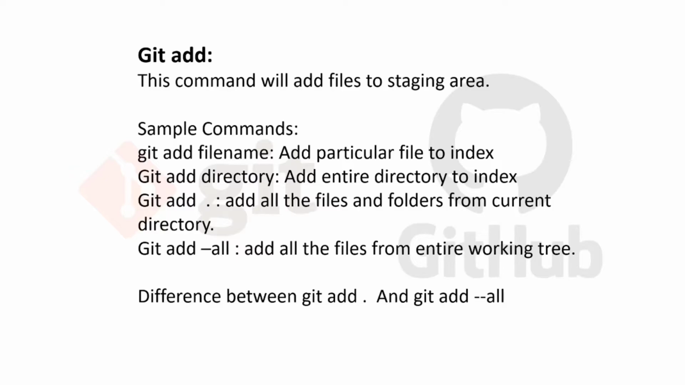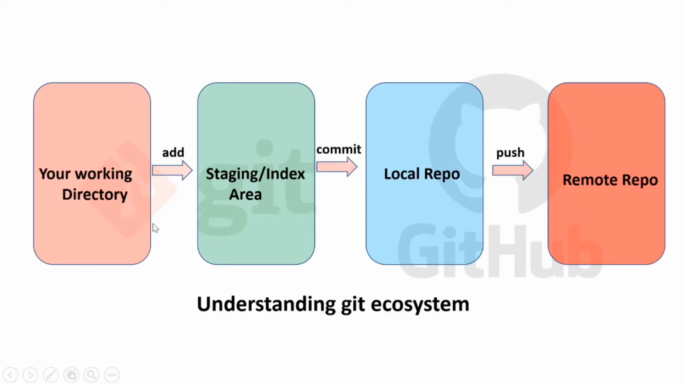So what does the git add command do? Suppose you are in your working directory, developing some program or application. You want to save this to the local repo, so whatever changes you have made, you want to store into that local repo. First, whatever changes are in your working directory, you need to promote to the staging area first.